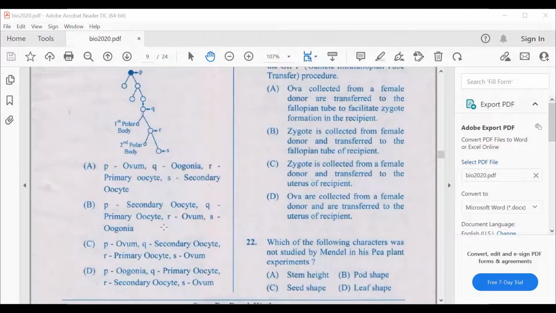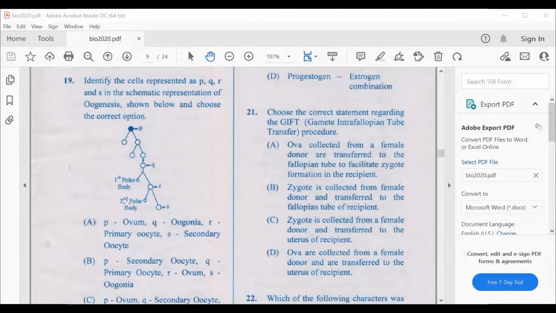So the options are option A, P is ovum, Q is oogonia, R is primary oocyte, S is secondary oocyte. Option B, P is secondary oocyte, Q is primary oocyte, R is ovum, S is oogonia. Option C, P is ovum, Q is secondary oocyte, R is primary oocyte, S is ovum. D, P is oogonia, Q is primary oocyte, R is secondary oocyte, S is ovum. So what is the right answer for question number 19?